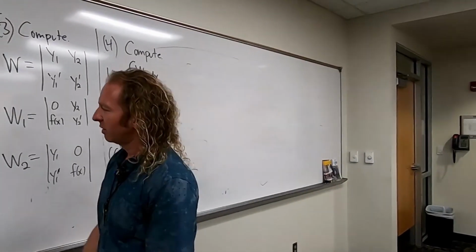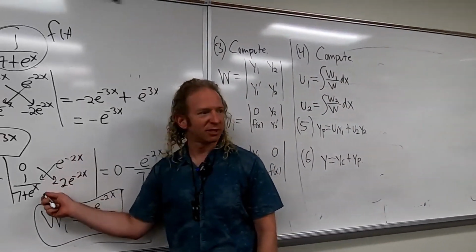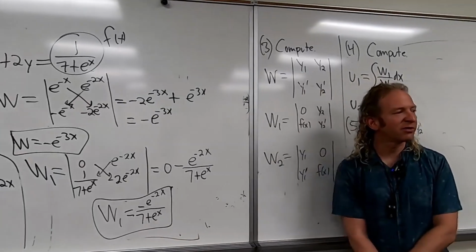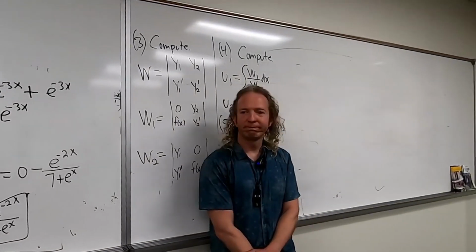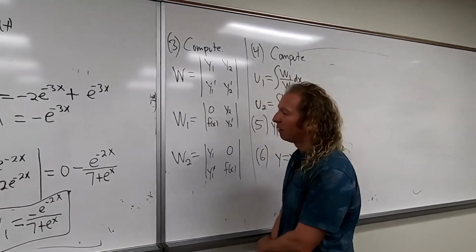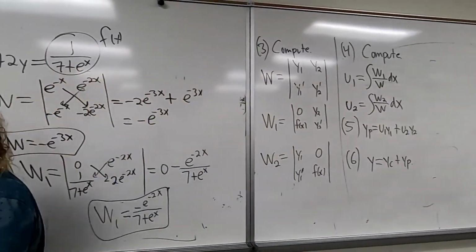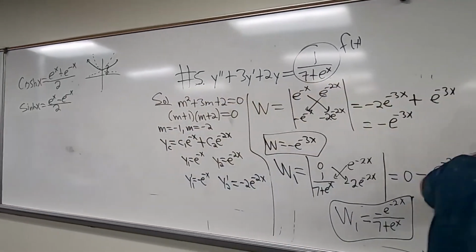Did I do that right? Yeah, I think so. This times this is 0 minus this times this. Any questions so far? Any questions on any of the steps? Okay. All right. Now we have to find W2. So let's see what happens there.